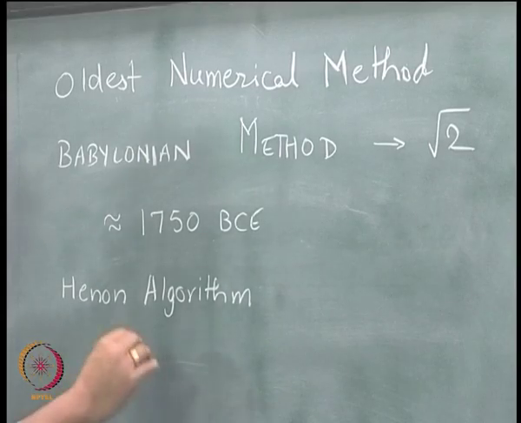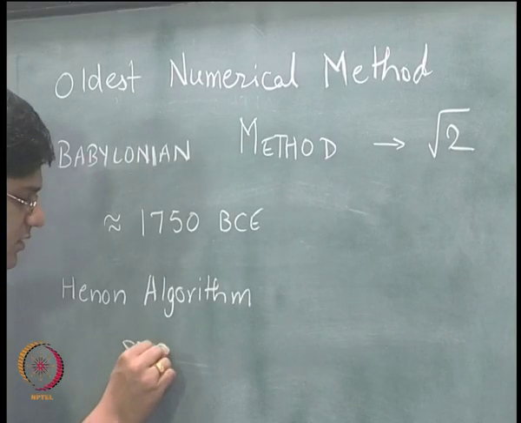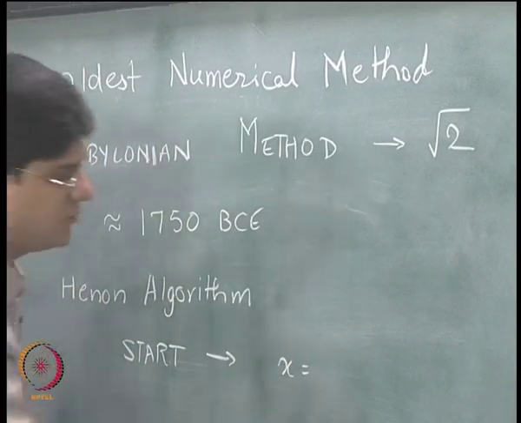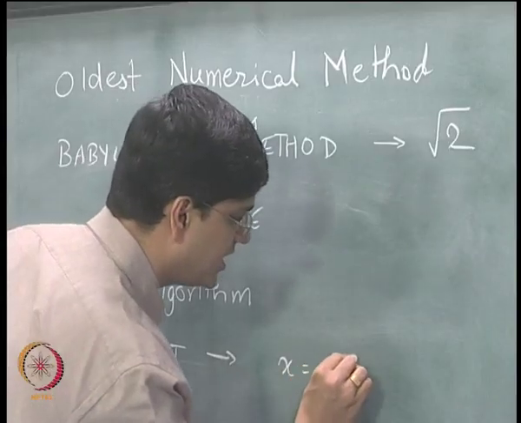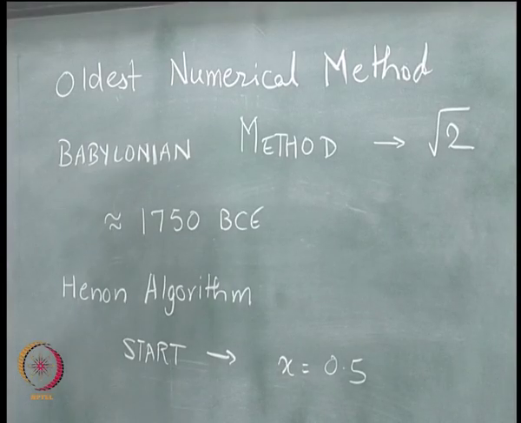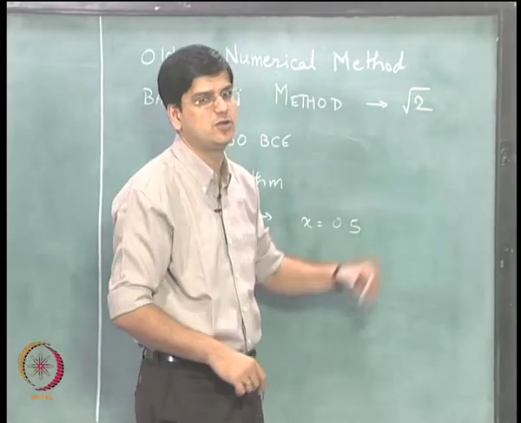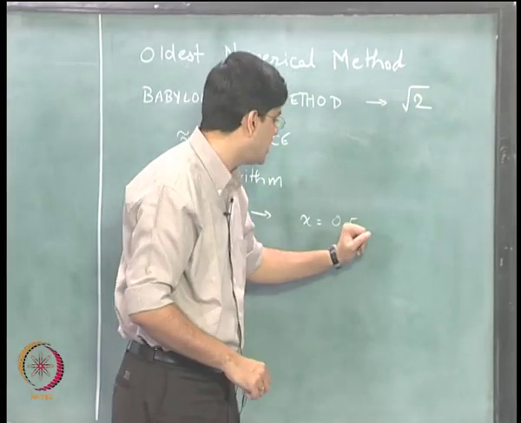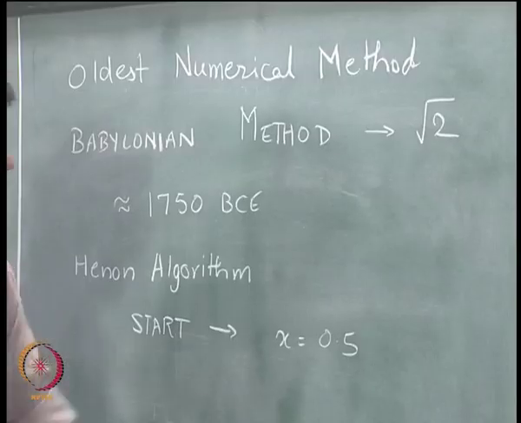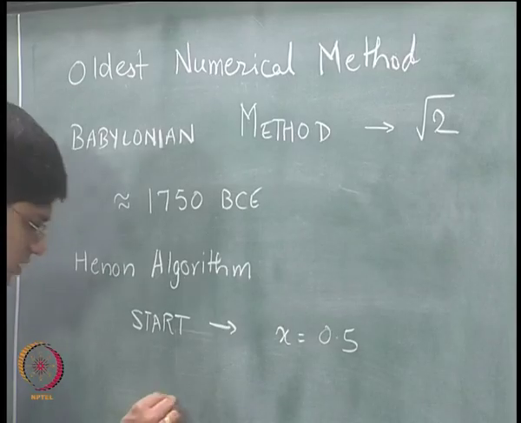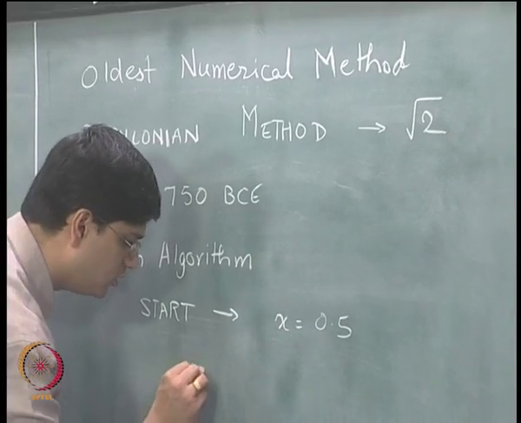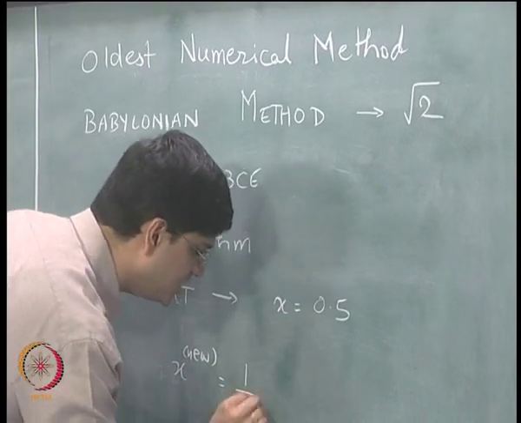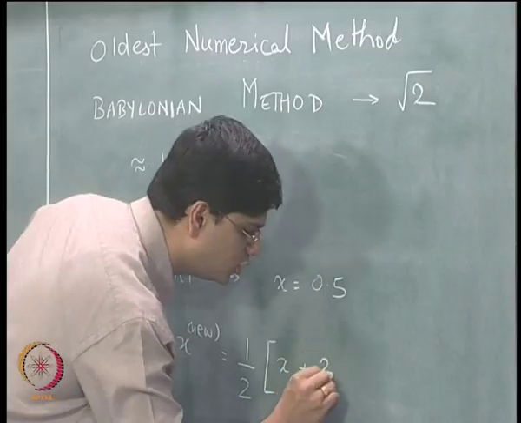The method goes like this. Let's say we will start with some approximation, we will call this particular variable x. We will start with a certain approximation, say x equal to 0.5. We do not know the actual value of the square root of 2, but we know that one of the square roots is going to be positive. So we will start, let us say, with an approximate value of x equal to 0.5. So the method that we will use is x new, that is the new guess of our x value, is going to be an average of x and 2 divided by x.